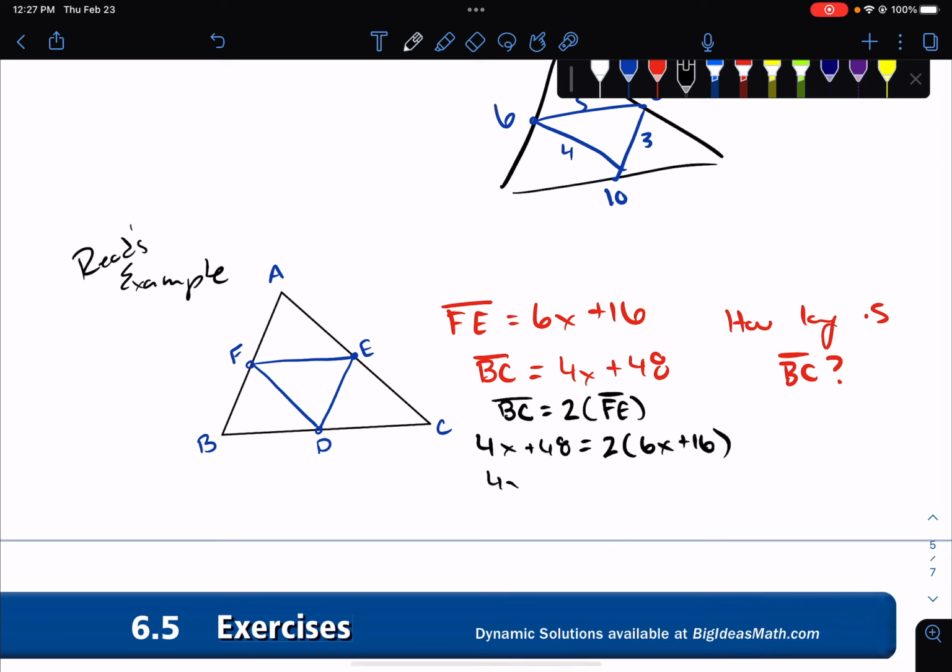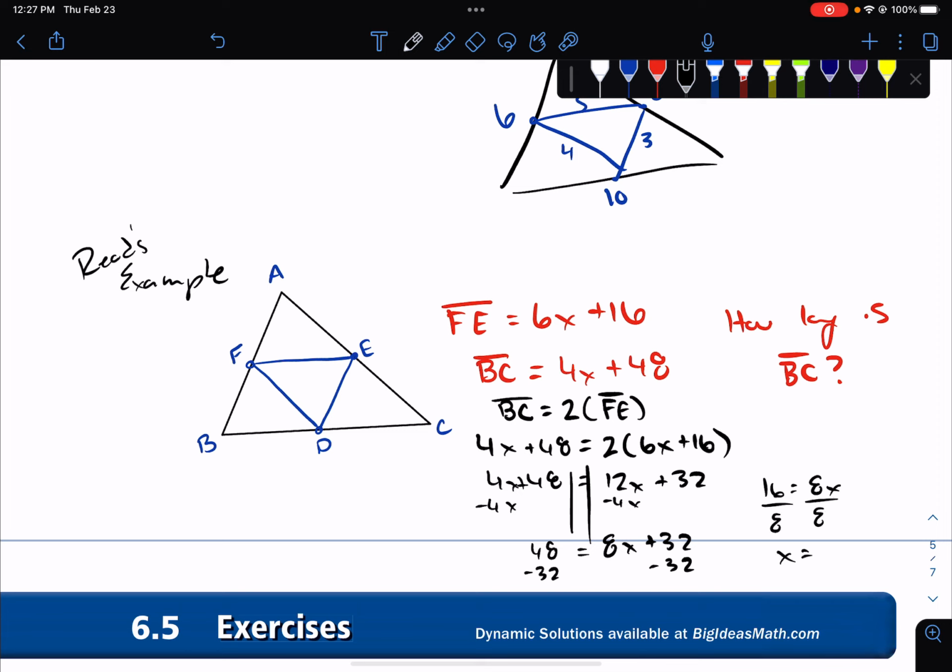So 4x plus 48 is equal to 12x plus 32. Now I got to do some railroad track stuff. I'm going to minus 4x over. So I get 48 equals 8x plus 32. Then I'm going to minus 32 from both sides. So I get 16 equals 8x. Divide by 8. X is equal to 2, which is great information.